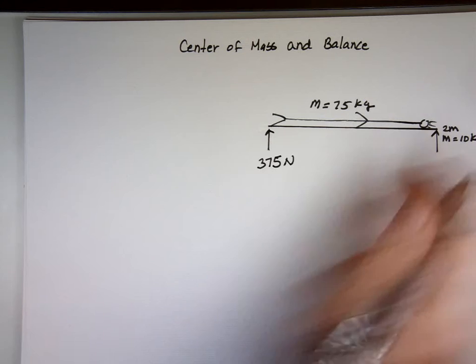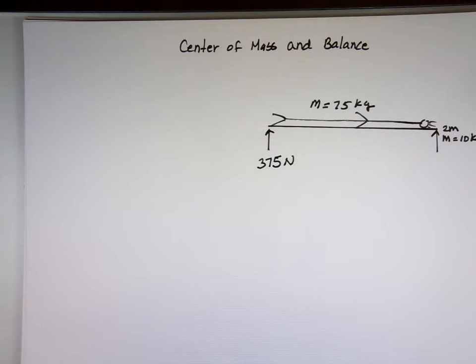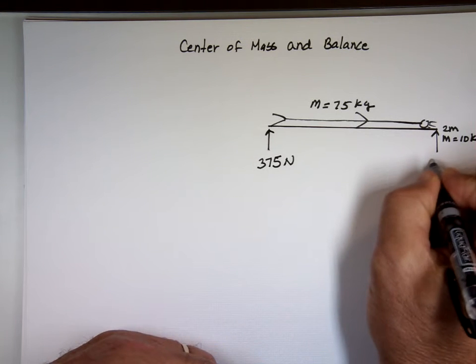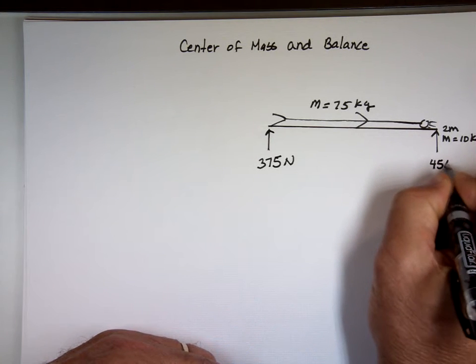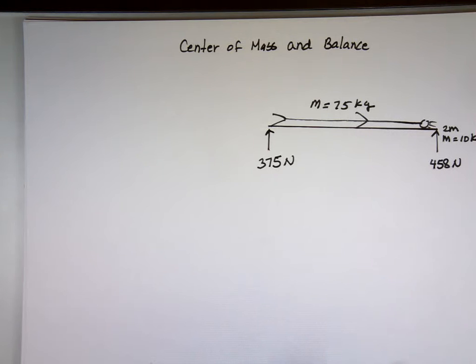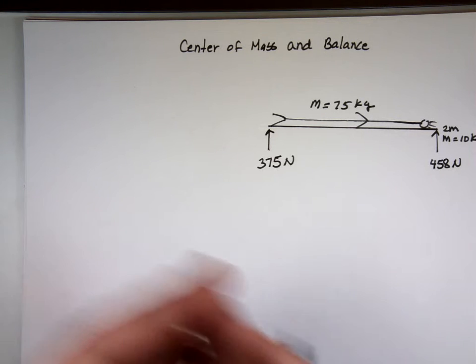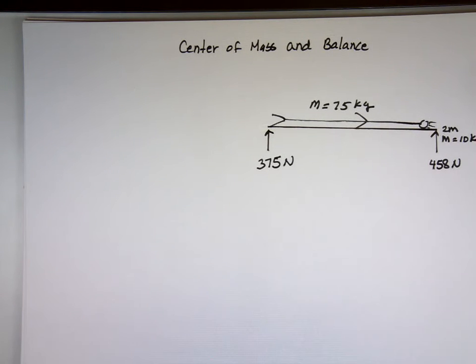And this scale reads 458. Notice the one where your head is actually has a larger value because the center of mass for the person is closer to your head than to your feet. It's your stomach. Your stomach's closer to your head than to your feet. And if the person's just laying there and you just look at the numbers, you can calculate where the center of mass for the person is.